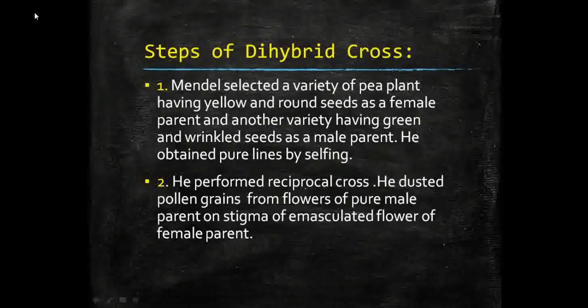Mendel selected a variety of pea plant. Firstly he selected a variety of pea plant having yellow and round seeds as a female parent, and another variety having green and wrinkled seeds as a male parent. He obtained pure lines by selfing these plants for 2 or 3 generations.